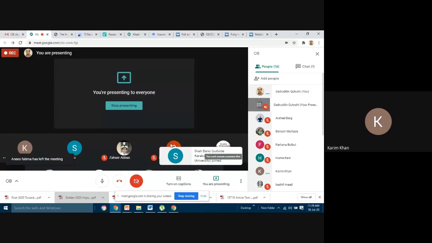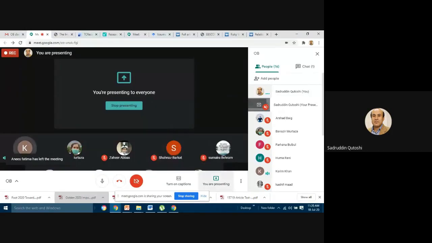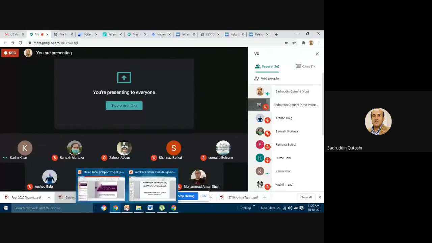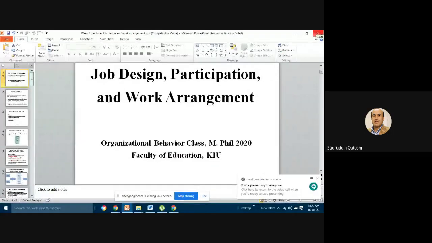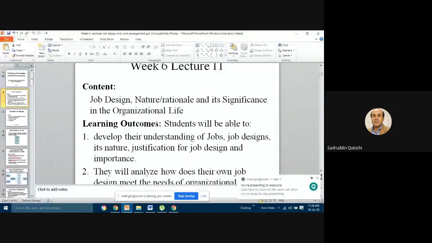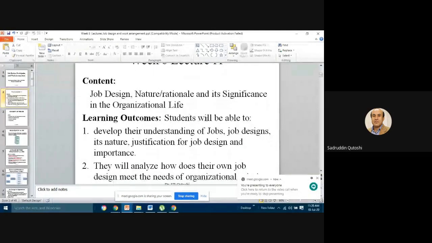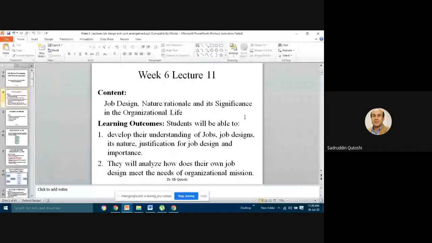Okay, so let's start today's lecture, that is on job design, participation and work arrangement. In organizational behavior, what is the meaning of job design? What is its nature and its significance? So how can we look at job design in the light of its purpose, its nature and the rationale, and its importance in the organizational life?